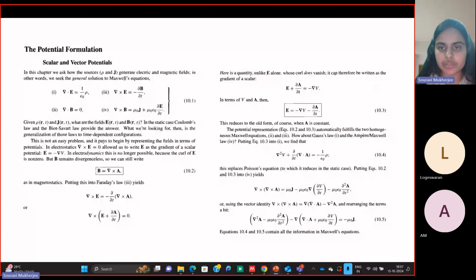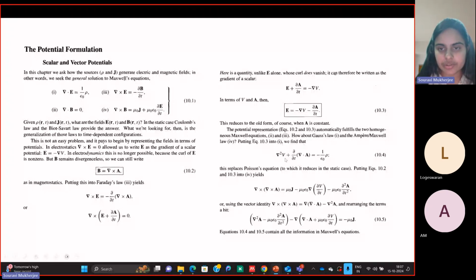So here, what we have done is that the expression gives us E in terms of the scalar potential and the vector potential, right? And now if we talk about electrostatics, then this term would go to 0, and what we will get is just minus grad V, which is the case as we had in the electrostatic case, right?